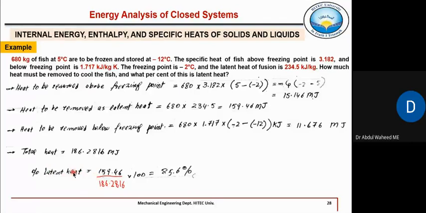And when does the phase change happen? At the freezing point. The freezing point of fish is minus 2 degrees Celsius. So that is 85. Right. Okay, thank you sir.